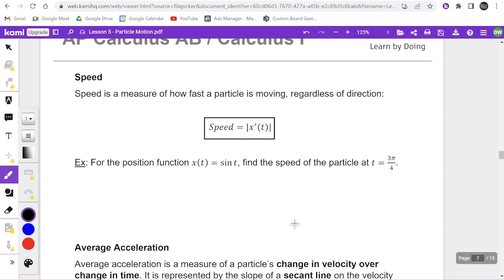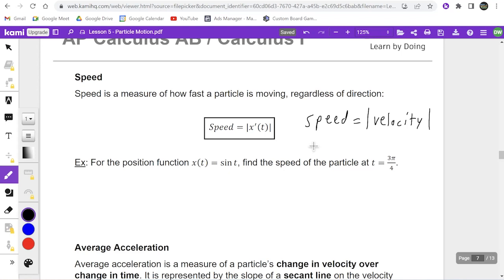Anyways, continuing. For the function, speed. Okay, so speed is basically the absolute value of velocity. In other words, let me write that down. Speed is the absolute value of velocity. And remember, velocity is just the first derivative.